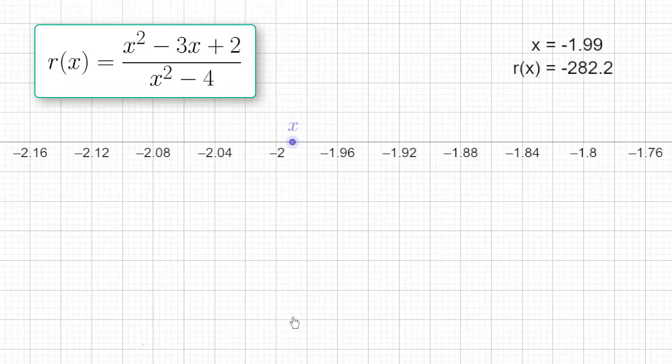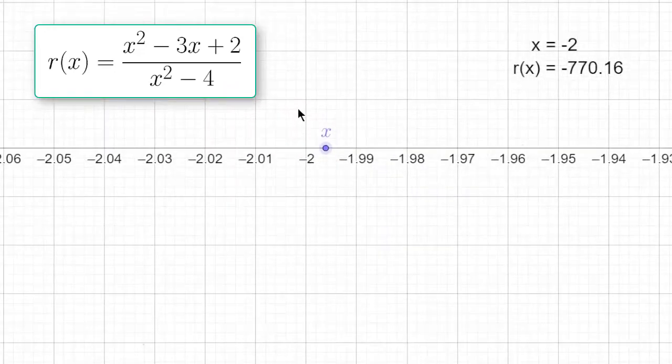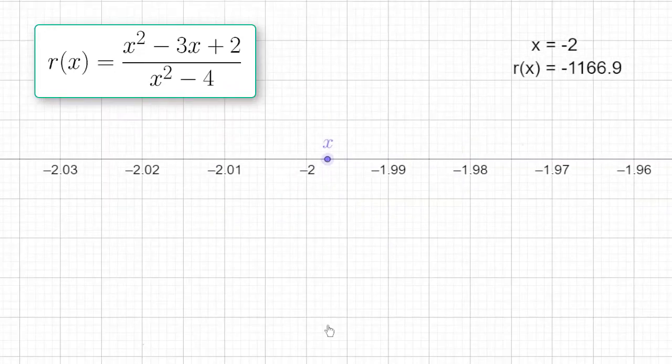As I get closer and closer to -2, those values get really, really big. Look at how big they're getting now. We're already in the 700s. Super big. The closer I get to -2, the bigger those numbers get.